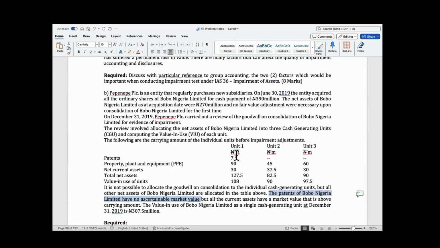It is fully impaired. Not only that, they also said that all current assets have a market value that is above carrying amount. So this is a scenario where they are mentioning current assets. They said their values are above their carrying amount. That means don't allocate impairment loss to them. Don't touch them, because their market value is above their carrying amount. So they have not been impaired. So that's why in most cases, even if they don't tell me this, I will not touch the net current asset.